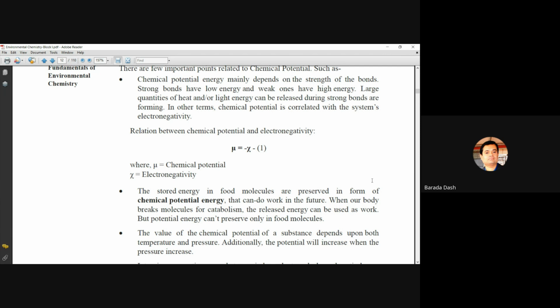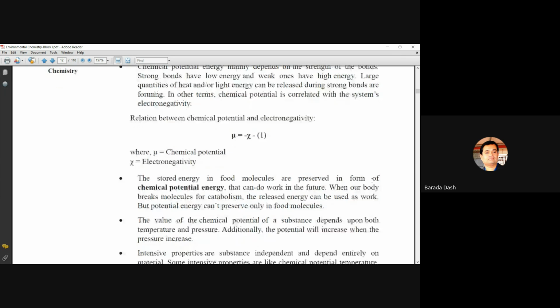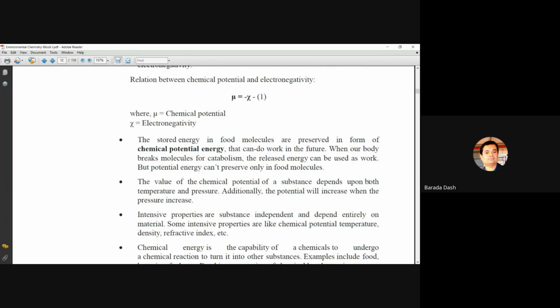So the stored energy in the food molecule is preserved in the form of chemical potential energy. For example, we are eating rice, so that rice has some stored energy in it, in the form of chemical potential energy, which goes into our body, and we survive with that, we get energy out of it. So that is called chemical potential energy, which is stored in the food molecules. Our body breaks the molecules for catabolism and releases energy that can be used for work.